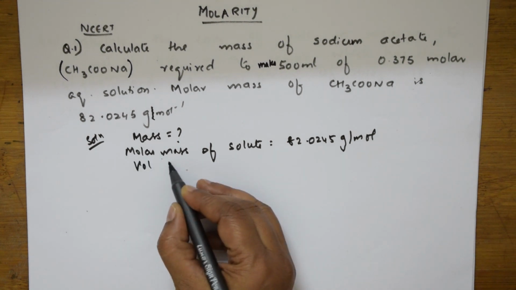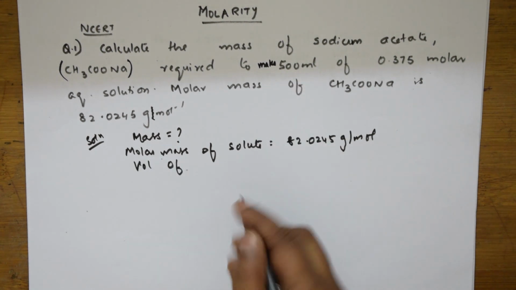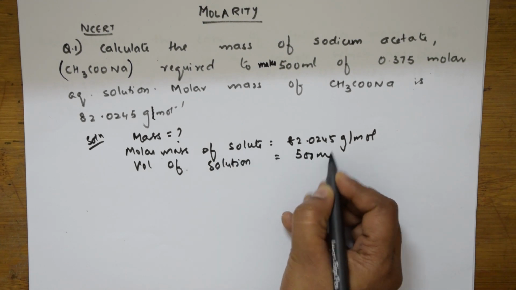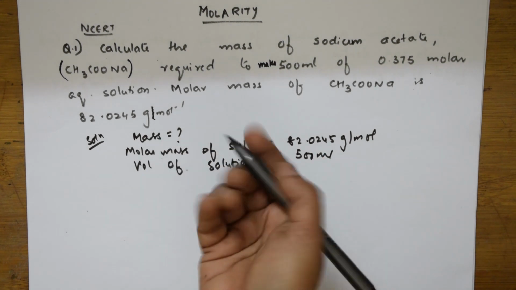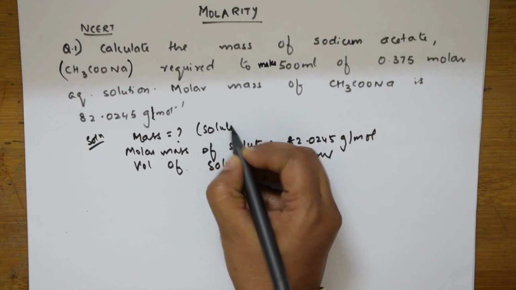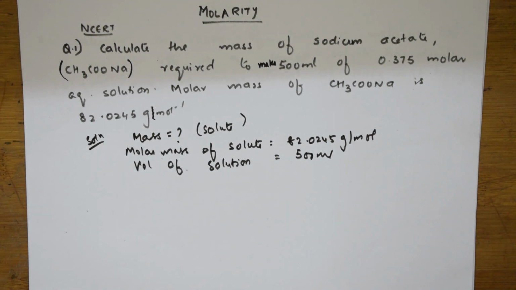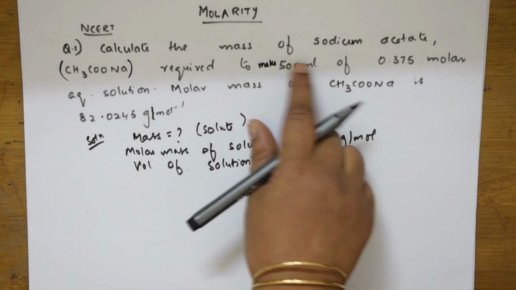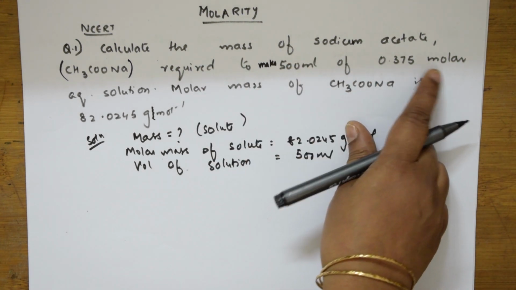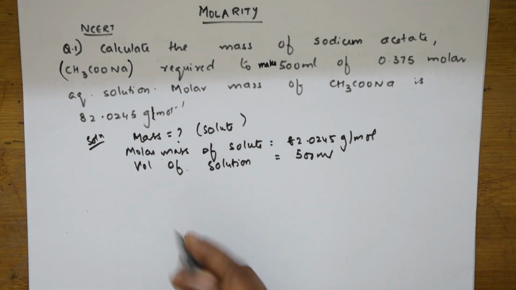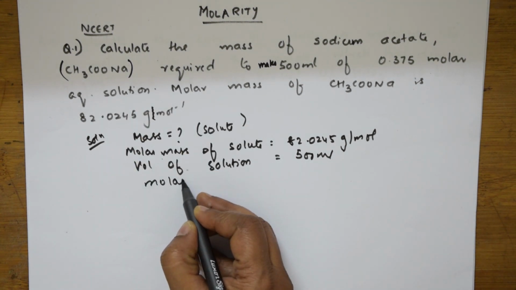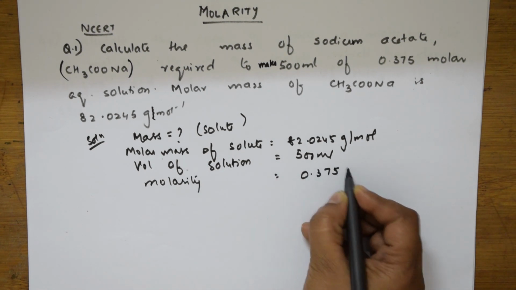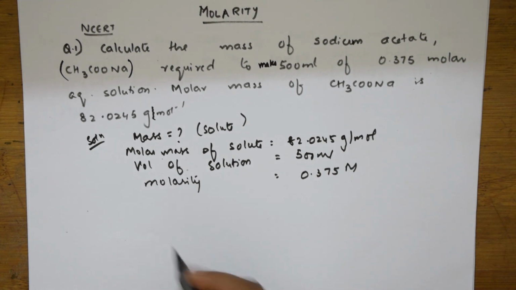What else is given? Volume is given to you. Volume of solution is equal to 500 ml. Done. Fine. So I should find mass of solute, isn't it? So let us come back and write the formula. Fine. So anything else is given? They've also given molarity. See here, 0.375 molar aqueous solution. Molar aqueous solution is nothing but molarity, that is 0.375 molar, capital M. Right. So let us write the formula first.